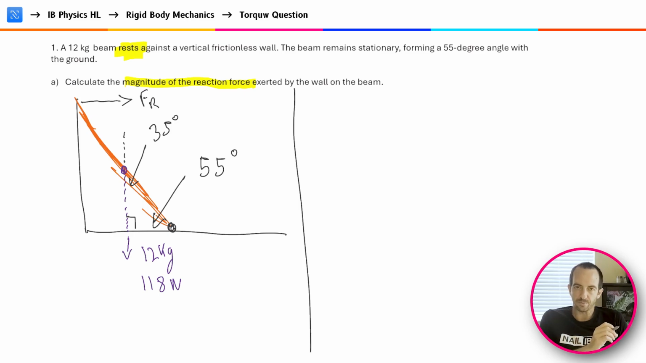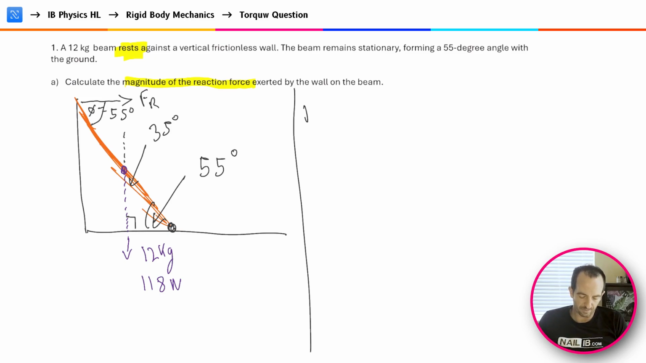And as a result, this reaction force from the wall pushing against it is creating a rotational, clockwise force. And that force right there, it's creating an angle here. That angle there should be the same as that 55 degrees based on rules of geometry. If it's 55 degrees down there, this is going to be congruent, 55 degrees.